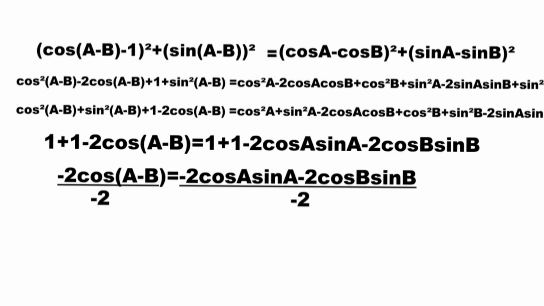Transposing 2 on the left side, we can subtract with the 2 on the right side, which is equal to 0. Then divide both sides by negative 2. We have cosine A minus B is equal to cosine A times cosine B plus sine A times sine B, or cosine A minus B is equal to cosine A cosine B plus sine A sine B. So the cosine of the difference of two angles is equal to the cosine of the first angle times the cosine of the second angle plus the sine of the first angle times the sine of the second angle.